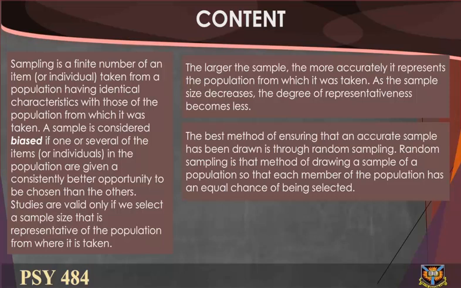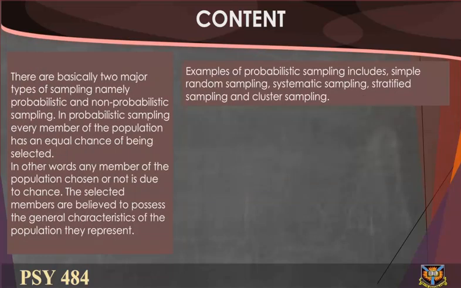Random sampling is that method of drawing a sample of a population so that each member of the population has an equal chance of being selected. There are basically two major types of sampling, namely probabilistic and non-probabilistic sampling. In probabilistic sampling, every member of the population has an equal chance of being selected. In other words, any member of the population chosen or not is due to chance. The selected members are believed to possess the general characteristics of the population they represent.